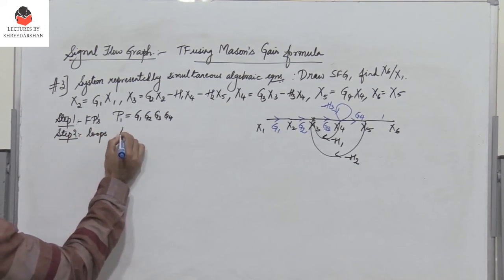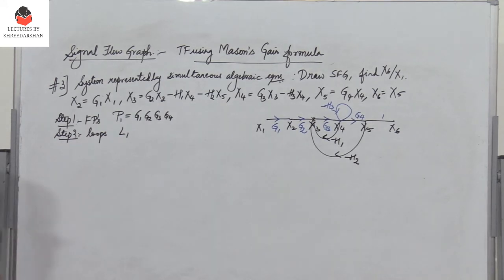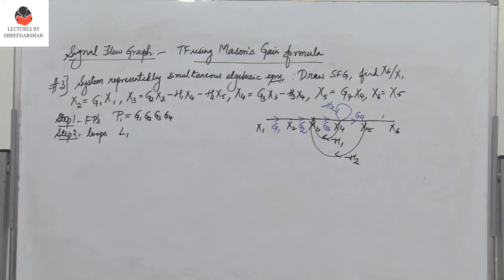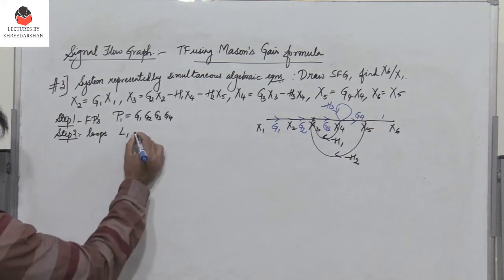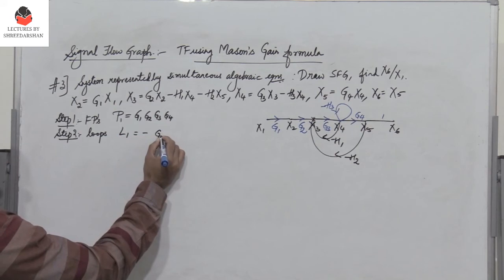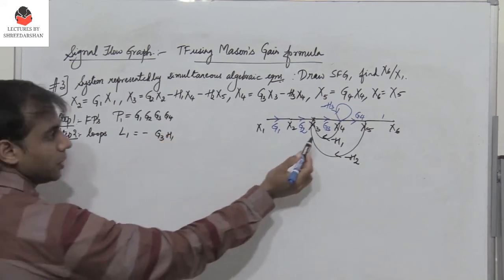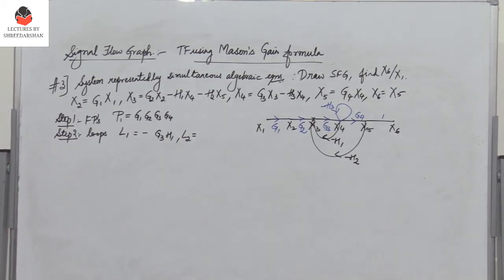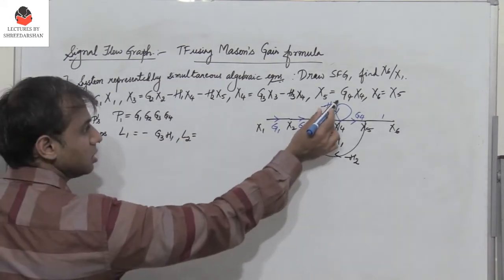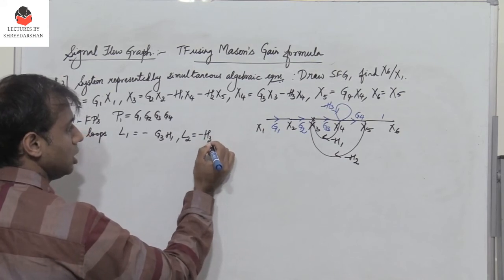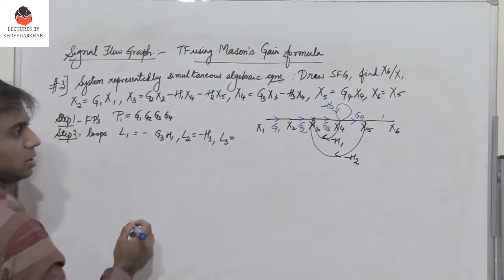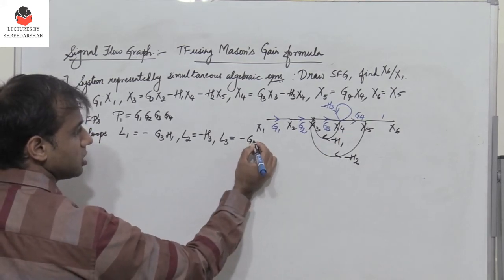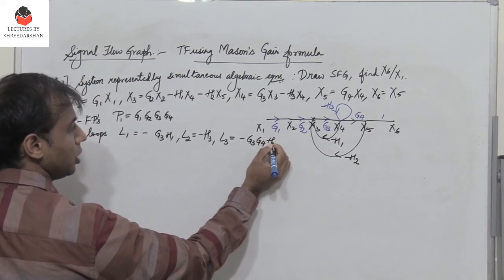Next, step 2, identify the individual loops. So what are the individual loops? Of course there are 3 loops. This is the first loop, the second and the third. So let me define them. So I have loop 1, L1 equals minus g3 into h1. So g3 into minus h1. Next, the second loop, which is nothing but minus h3. And the third loop, L3, is nothing but g3 into g4 into minus h2. So I'll write it as minus g3 g4 into h2.